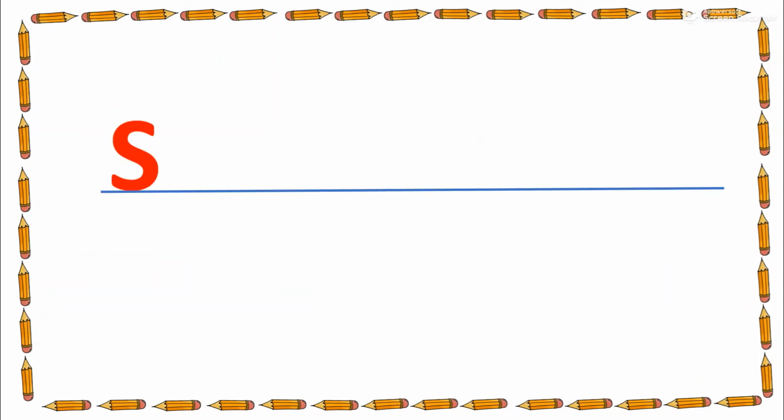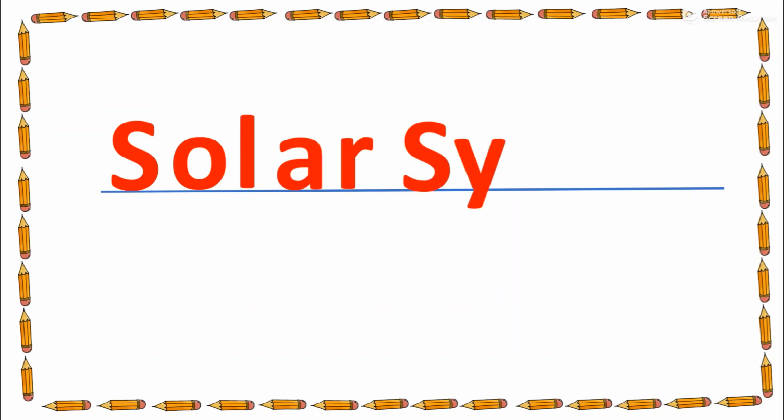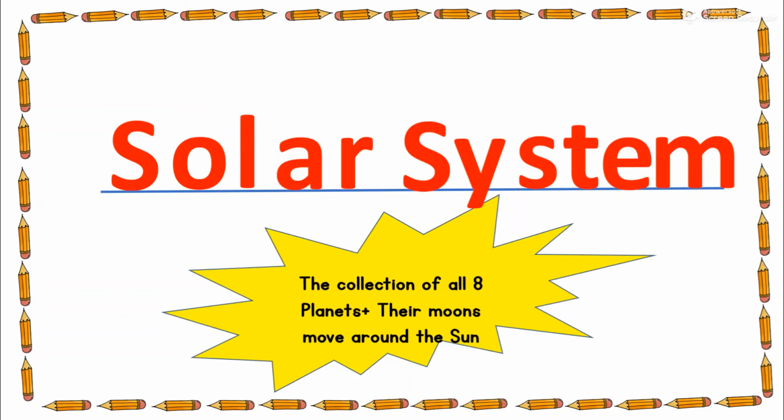Okay, what is next? The next answer was solar system. When we collect all the things, all our 8 planets, their moons, the sun, their orbits, everything all together is called the solar system. Everything collectively is called the solar system.